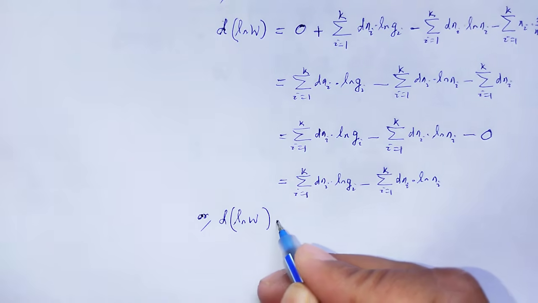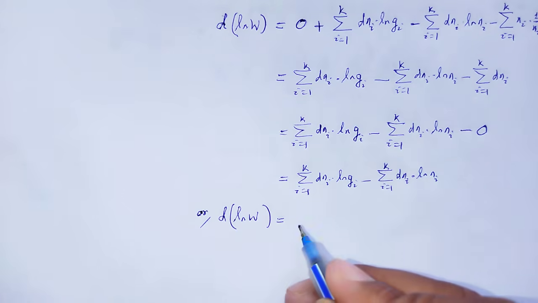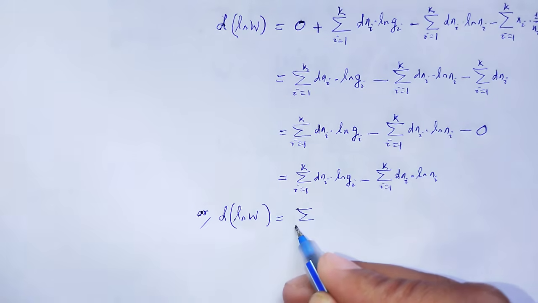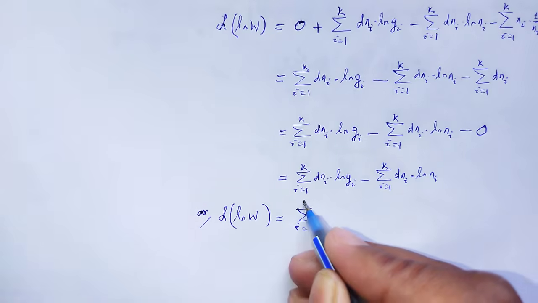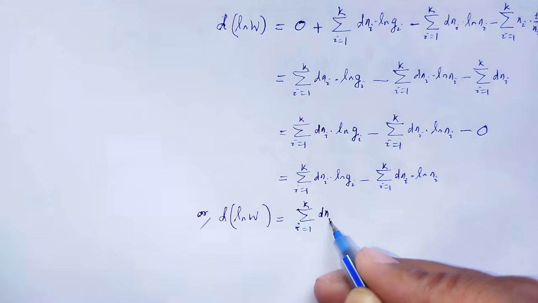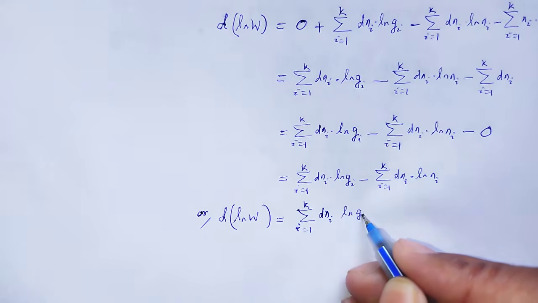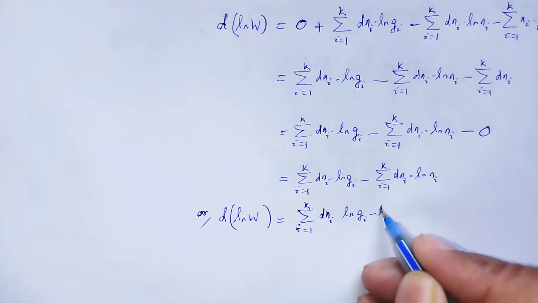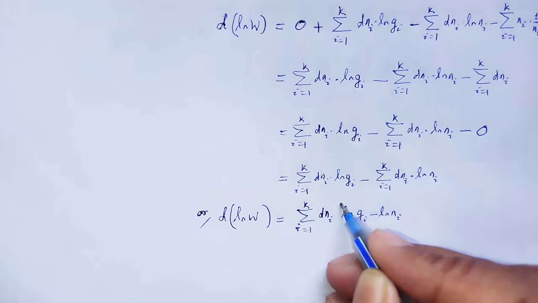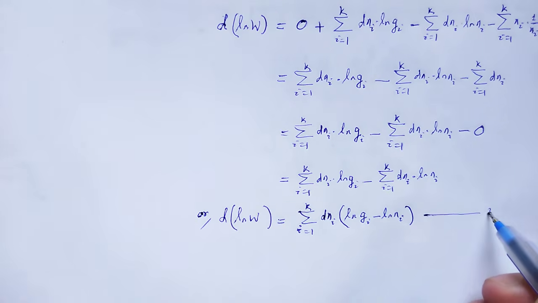d ln W is equal to summation over i from 1 to k, taking dNi as common, dNi times the bracket of ln Gi minus ln Ni. That is equation number 3.